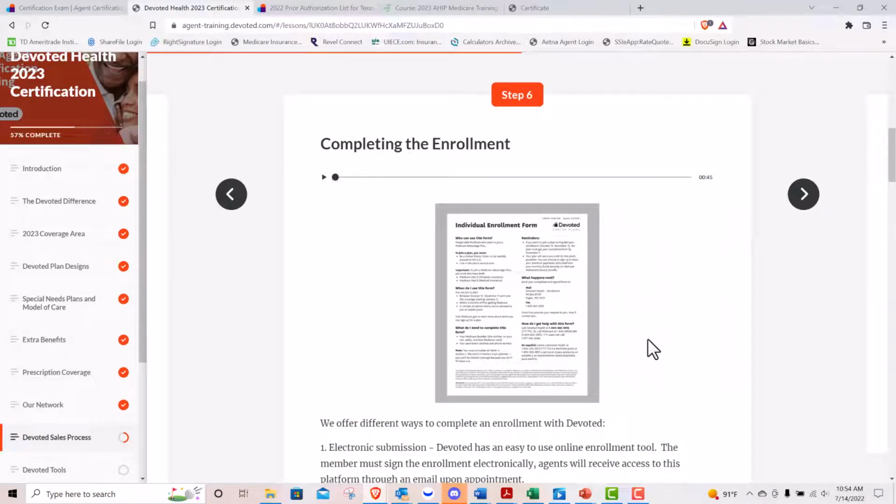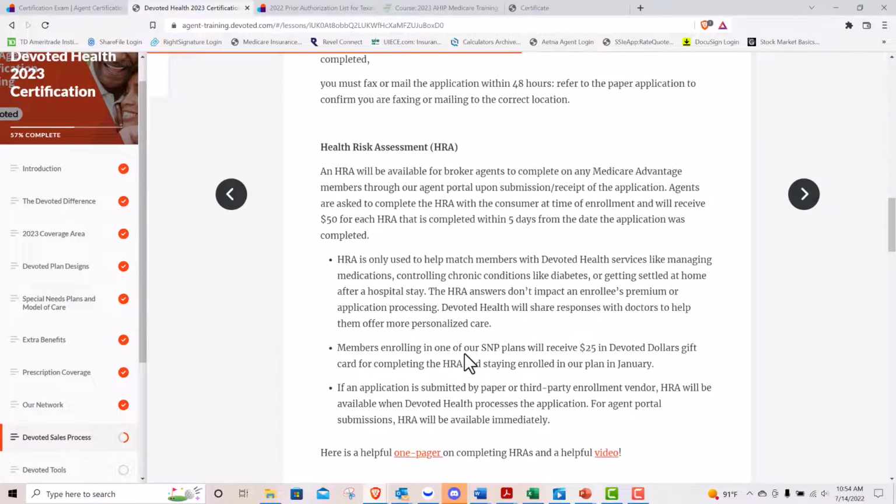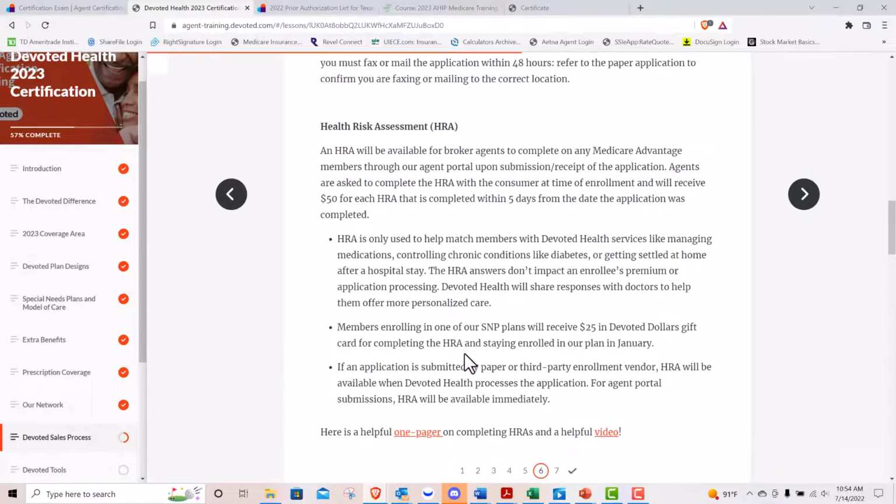All right, completing the enrollment: electronic submission, online enrollment tool. That's probably the best way to do it. Once you are appointed, in-person remote signature, paper submission, email or mail-in or fax, probably the least preferable way. Oh, look, they do have an HRA bonus, so $50 for completing the HRA. HRA is used to help them with medication. Oh, look.